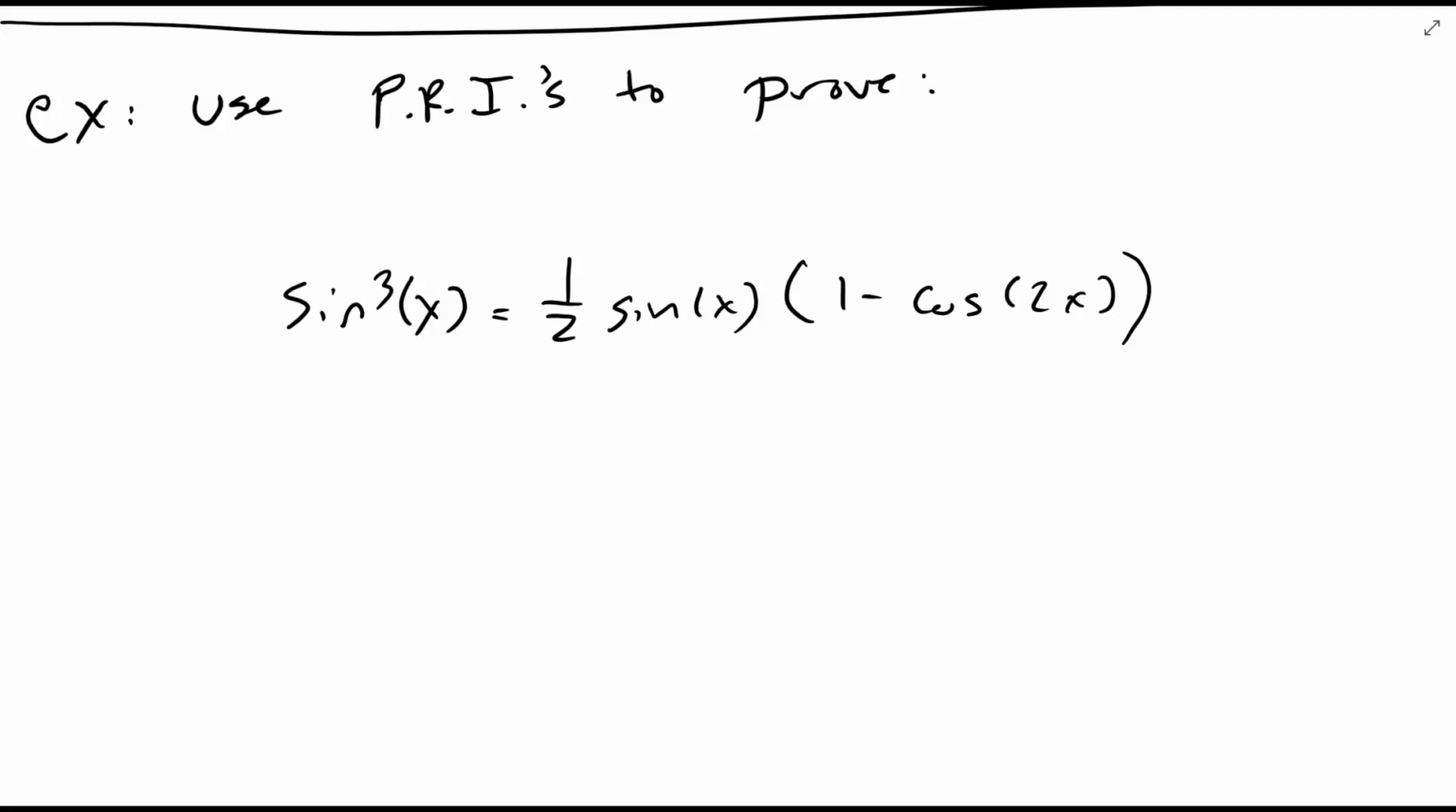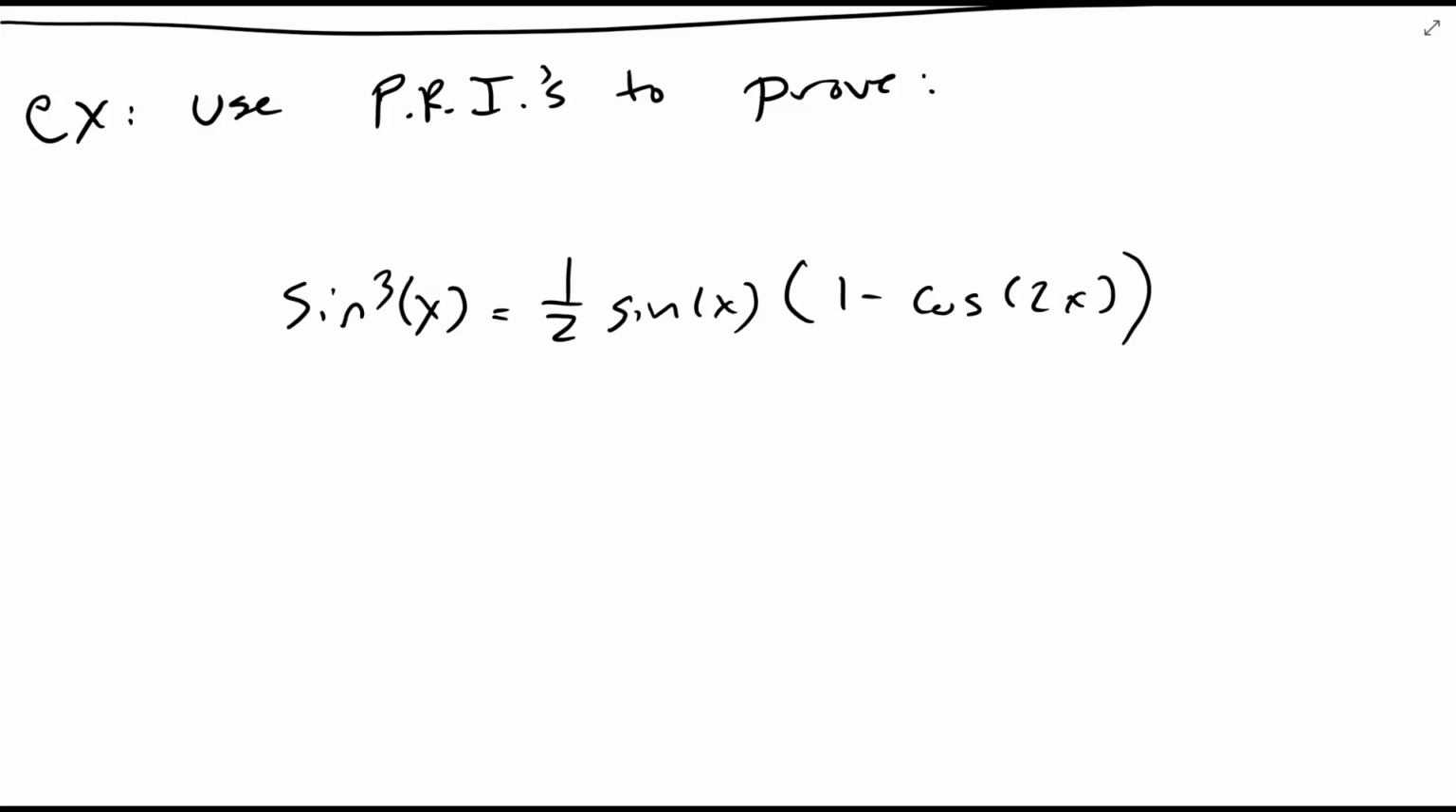I would do the left. Why would I use the left? Because if the instructions say to use power reducing identities, I don't see any powers on the right hand side, right? So if I'm supposed to be using the power reducing identities, I want to start on the side where there's a power. Everybody is okay with that idea?